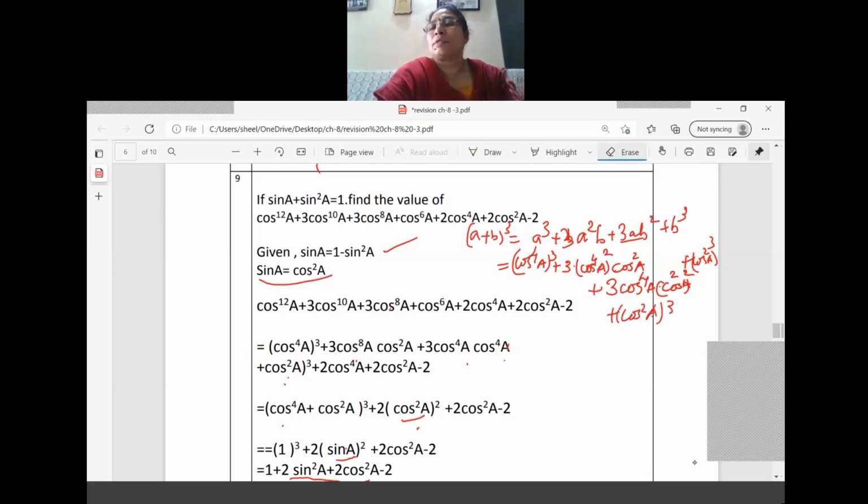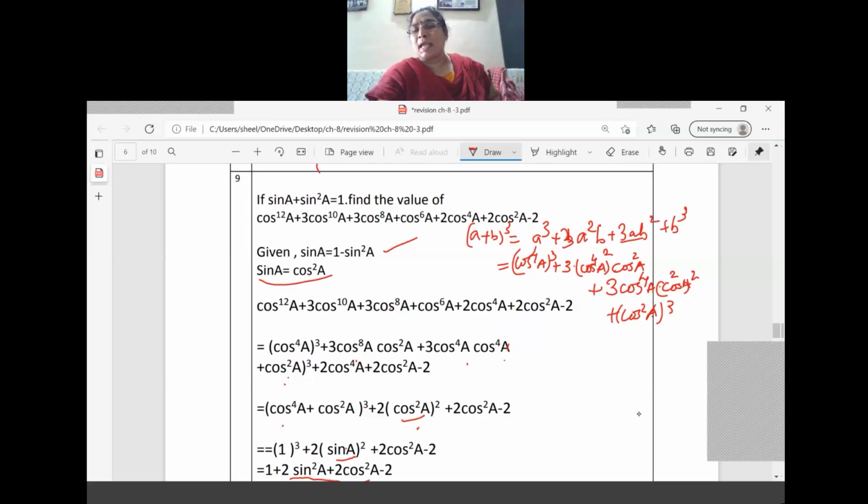I'll rub this also. Tell me here what I should write, a cos square a whole square. Now come and tell me that one. See, a cube is cos raised to 4a whole cube. So what is a inside the bracket? What is the term there? So it is cos raised to 4a only. What is b? Cos raised to 2a. That means cos square a whole cube only.